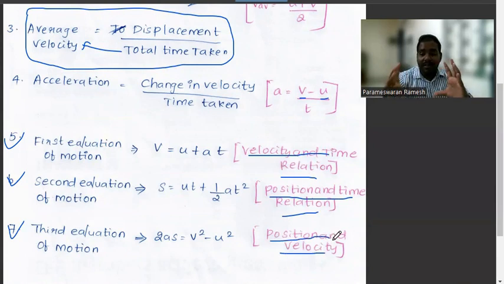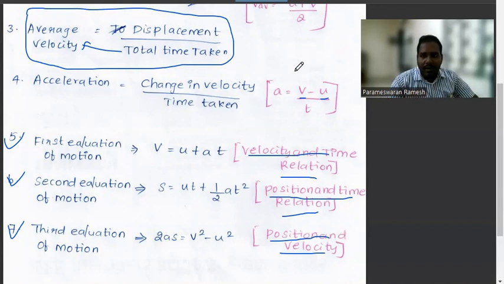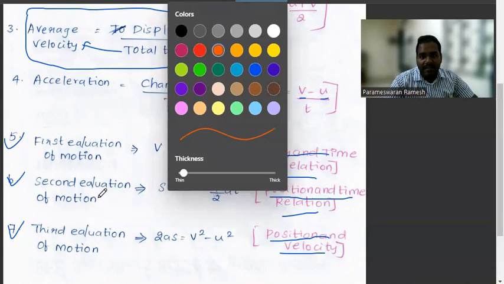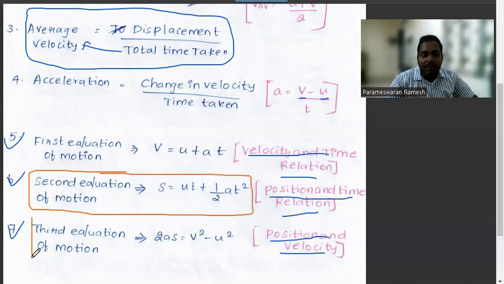If the question is based on the velocity and time relation, your mind has to strike that this question is based on the first equation of motion. If the question is asked on the relation between position and time, you need to use the second equation of motion. Let us look at the formulas. The second equation of motion is s = ut + (1/2)at². The first equation of motion is v = u + at. And the third equation of motion is 2as = v² − u².